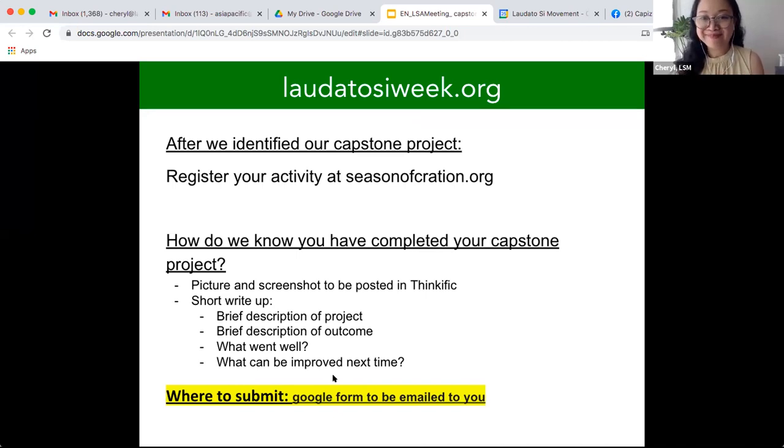So just bear with yourself as you are doing this project, and know that it's more of the learning that's important in this process. A Google form will be emailed to you.